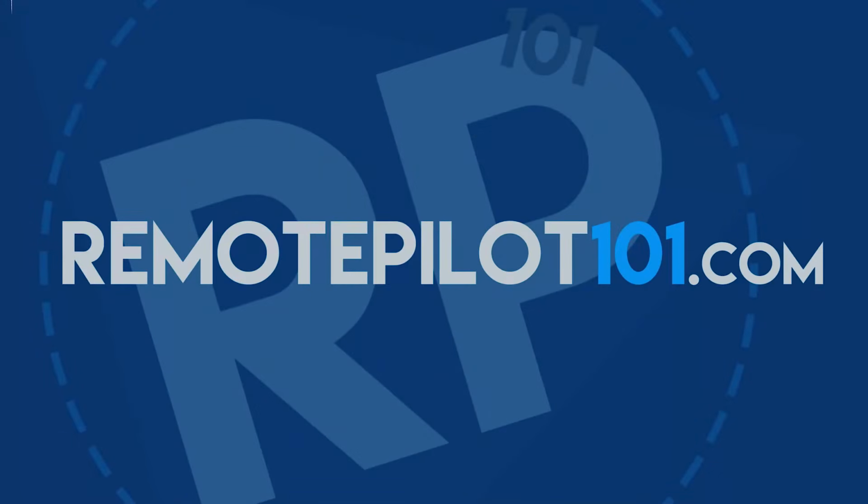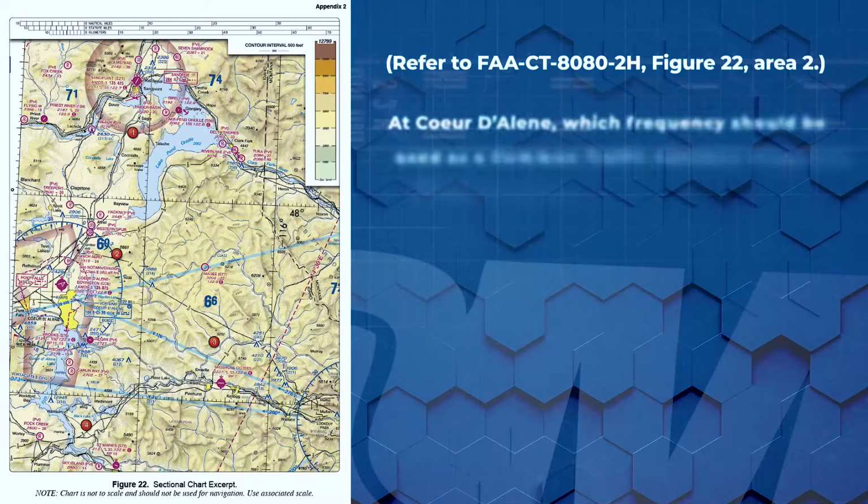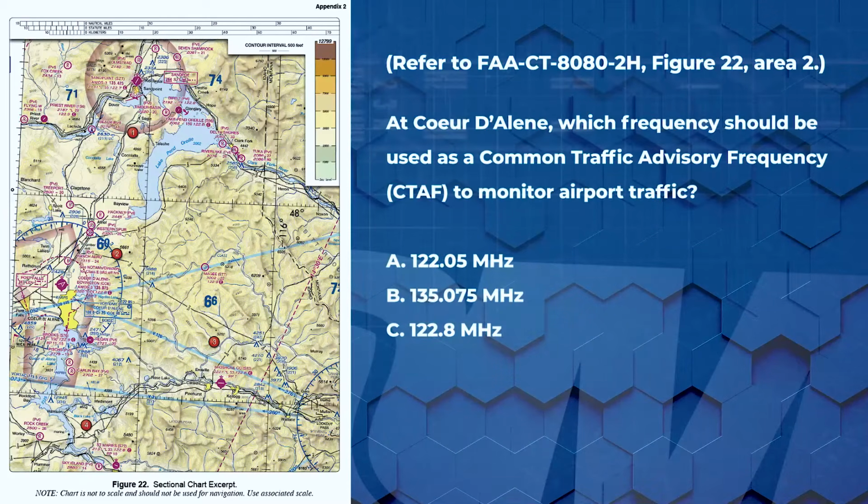Let's look at a question you might actually see. At Coeur d'Alene Airport, which frequency should be used as a common traffic advisory frequency to monitor airport traffic? This question tells us to refer to figure 22 to find the answer and gives us the three frequency choices. A, 122.05 MHz, B, 135.075 MHz, or C, 122.8 MHz.